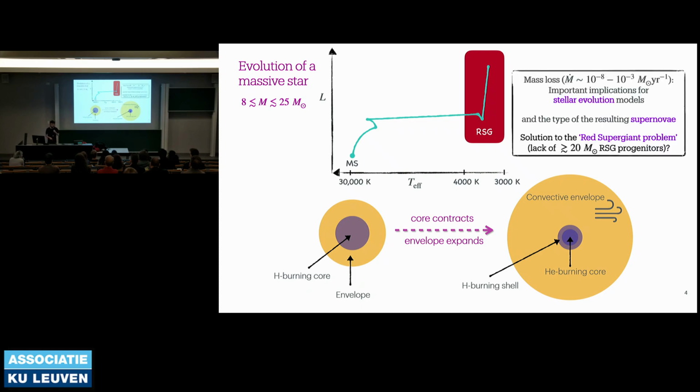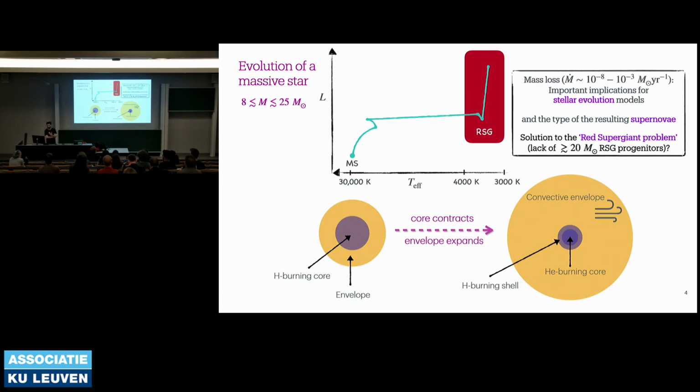And why is mass loss significant at this stage? First of all, you can see that it can be around 10 to the minus 8 to 10 to the minus 3 solar masses per year. This is a large dispersion that we're going to discuss. And it can have important implications for stellar evolutionary models, depending how high it is or not.